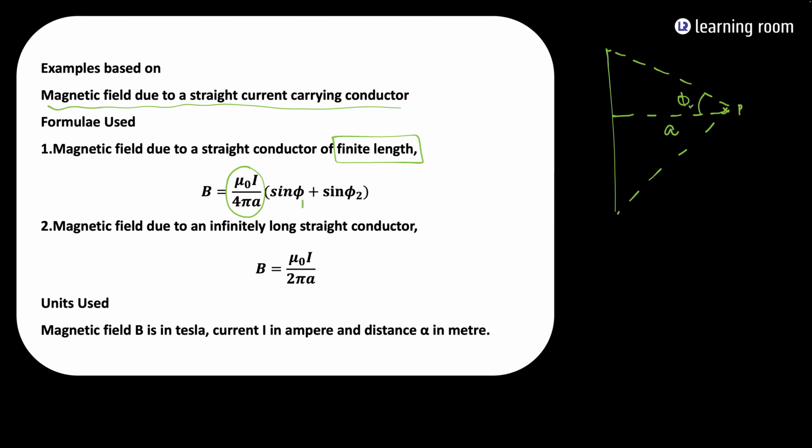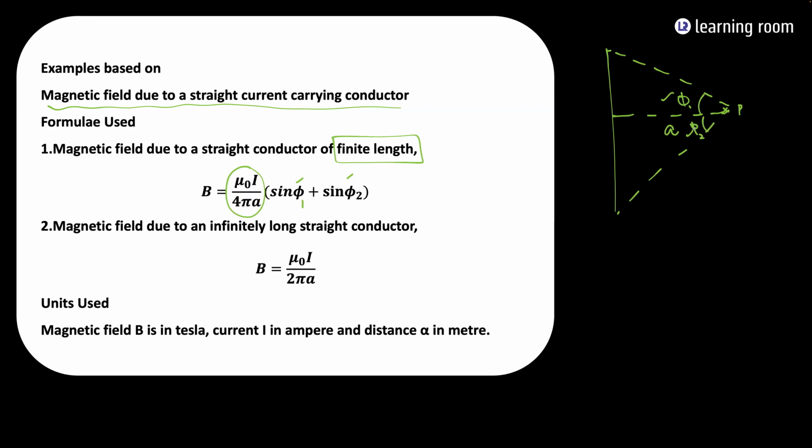Second, phi 1 and phi 2, which are given here, are the angles taken between whom? Taken between this perpendicular distance and the line joining the point to the topmost point, and the line joining the point to the bottommost point. So phi 1 and phi 2 should always be considered near the point where you are calculating the field. Okay. So this is the formula.